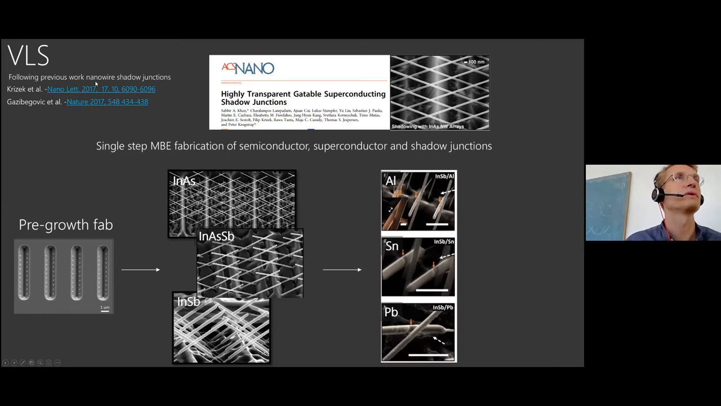We followed the work from these 2007 papers on in situ shadow junctions where nanowires are used as shadows. There are pros and cons with the different approaches, but I really think we have found a good approach which only takes the pros into account here. It's a one-step MBE growth where you grow the semiconductor, you grow the superconductor and have the shadow junctions in one step, and it's really efficient. So once you have made the pre-growth fab, you can grow these different types of nanowires and put different types of metals on, and the junctions perform in a very nice way.